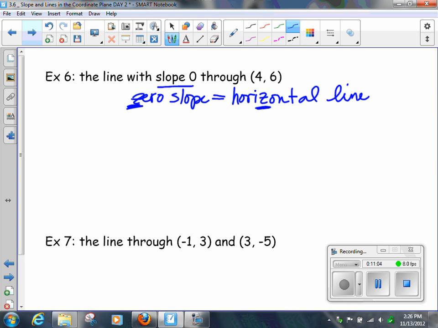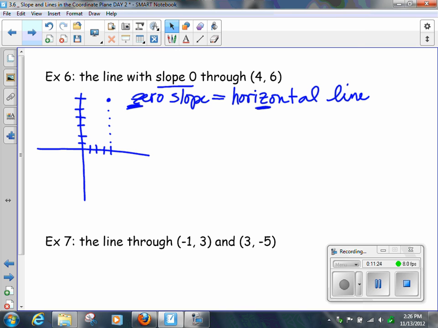And this horizontal line is going to cross through what point, folks? 4, 6. So check this out. 1, 2, 3, 4. 1, 2, 3, 4, 5, 6. And it's a horizontal line, right? That passes through that point. Y equals 6. If you're visual, like I am, that's the way you would solve that problem.